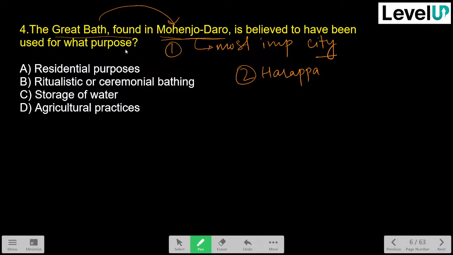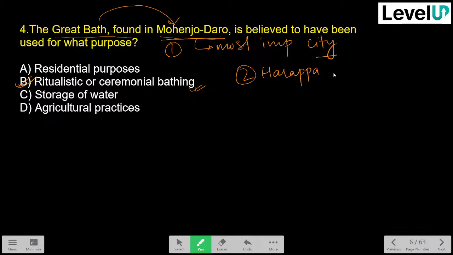Now you need to answer it. For what purpose was the Great Bath used? It is believed to be for ritualistic or ceremonial bathing, right? On pious occasions, people used to do ceremonial bathing. It is one of the cultures in Hinduism even now, that people do ceremonial bathing in the Ganga. So kind of this.